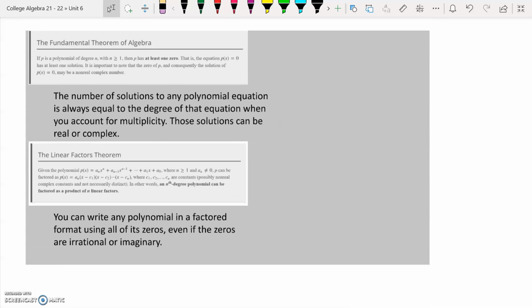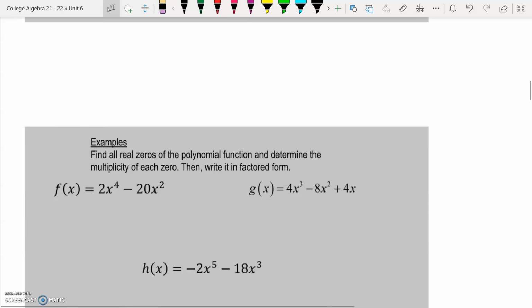So the fundamental theorem of algebra, which we've kind of talked about before, I just never really called it by its name. The number of solutions to any polynomial equation is always equal to the degree of that equation when you account for multiplicity. So those solutions can be real or complex, and then we'll talk about the factors part when we get into it.